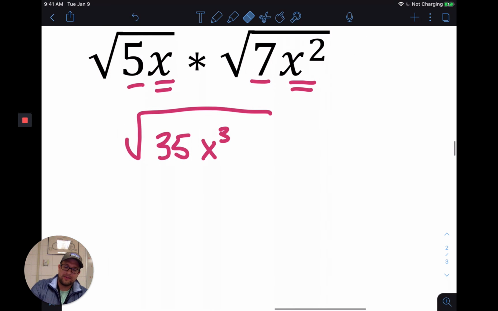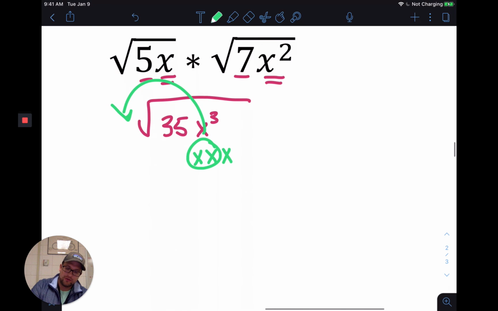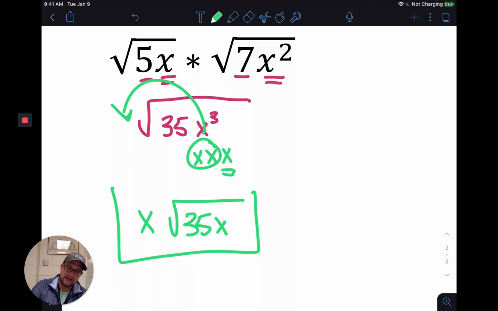Now, x to the third is really xxx. So we know there is a pair of x's that I'd be able to pull to the outside. So my final answer would be that x. Then I have 35, but I do still have that x left over. So x square roots of 35x.